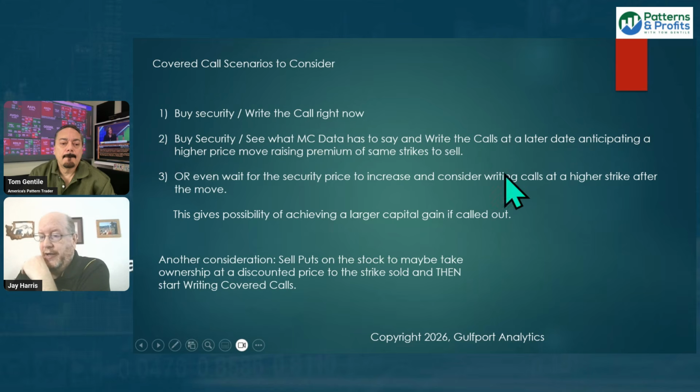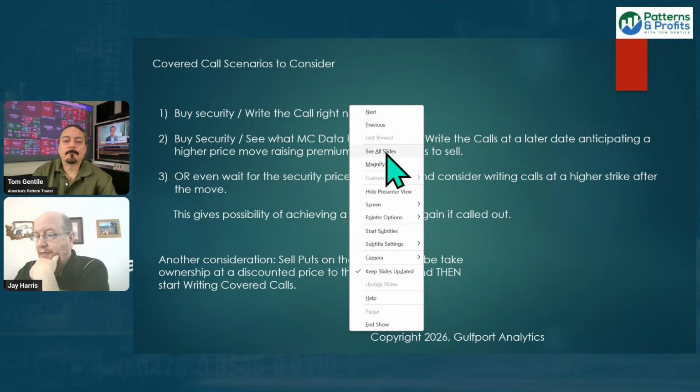The bottom line is, I showed you this. We discussed this over the last couple of weeks. And then I said another consideration is selling the puts on the stock to maybe take ownership at a discounted price to the strike sold, and then start writing the covered calls. So let me get out of this.